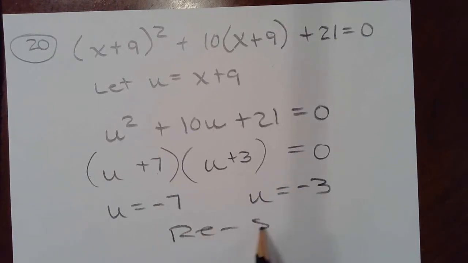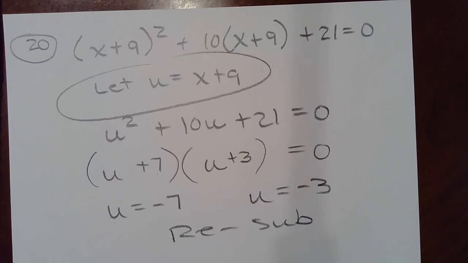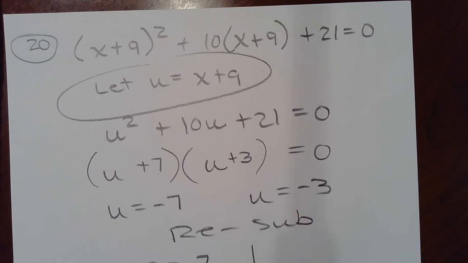Don't forget, re-substitute. So in for u, we let u be equal to x plus 9. We will put x plus 9 equal to negative 7 and solve it by bringing this over here. And that would be negative 16. And then for this other answer, x plus 9 in for u, just like we put x plus 9 in for u right there. Bring this over here.